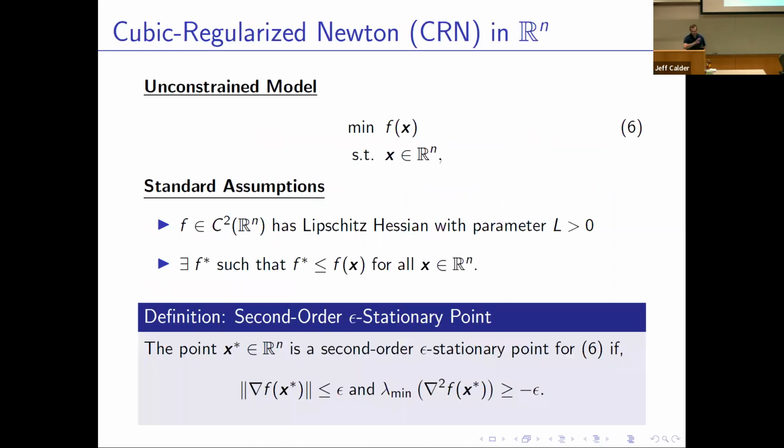So some standard assumptions you might make for this type of model. If I'm working in R^n, it's unconstrained, Lipschitz Hessian, I want my function to be lower bounded, and I'm seeking second order epsilon stationary points. What that means is the norm of my gradient is less than epsilon, and I'm asking for the lowest eigenvalue to be greater than negative epsilon. So if epsilon goes to 0, I'm going to have my second order necessary conditions for my problem. So this is a relaxed way of returning a solution.